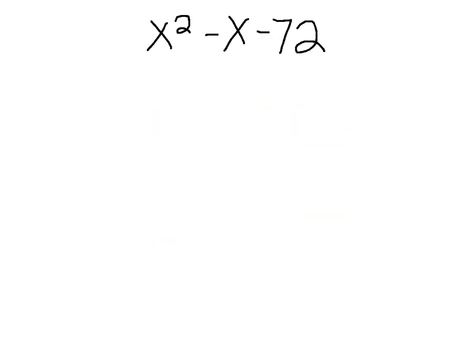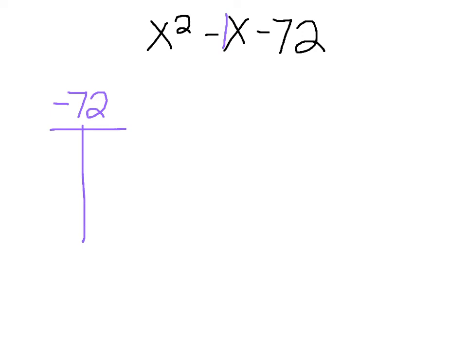Again, pause the video. This is our last example. Pause the video and try this one on your own. Okay, we have x squared minus x minus 72. Is there a GCF? No, there's not. So is it 2, 3, or 4 terms? It's a trinomial, so we're going to look for factors of negative 72 that add to negative 1.